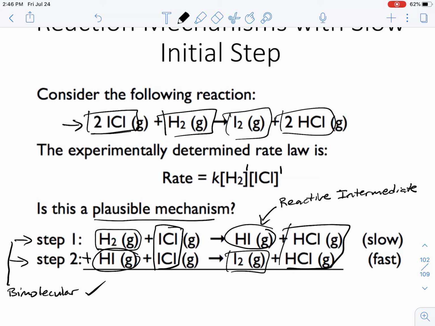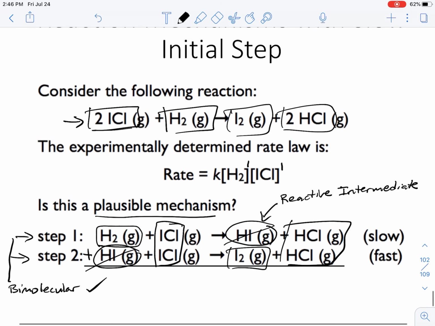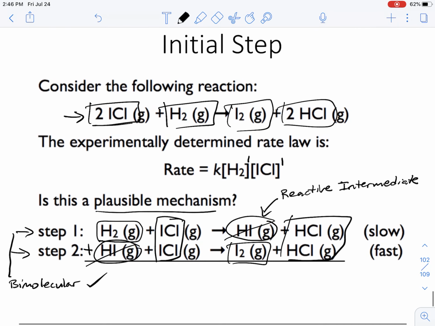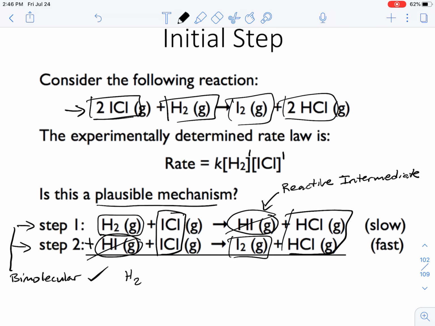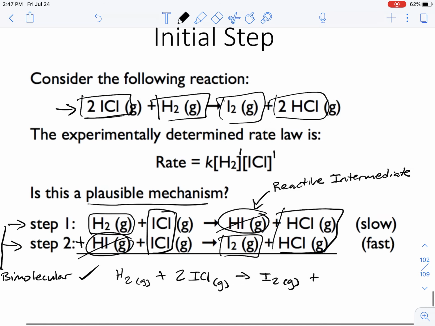The reason why HI is a reactive intermediate is because it gets produced from an elementary step and it gets consumed in the next elementary step. So this is gone and then this is gone. So when we add both of these elementary steps, we get H2 gas plus 2 moles of ICl in gas state. And this produces I2, diatomic iodine in gas state, and 2 moles of hydrogen chloride in gas state.